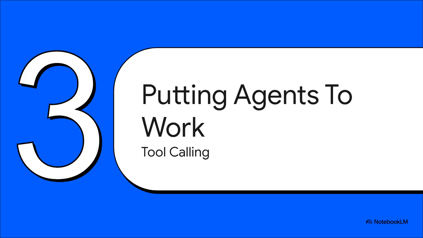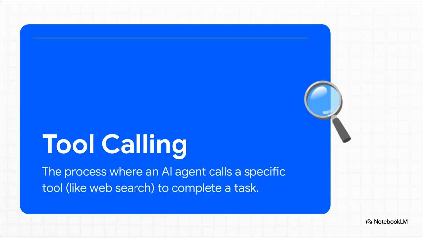So we've seen that an agent can think and plan, but those thoughts are pretty useless if it's trapped inside its own digital head, right? It needs a way to interact with the world, and that's where something called tool calling comes in. So what is tool calling? Think of it like giving the AI a toolbox.